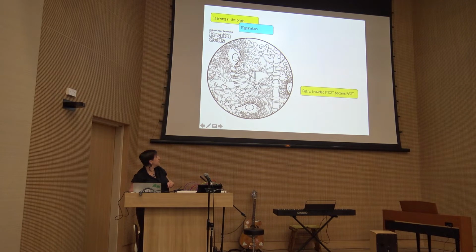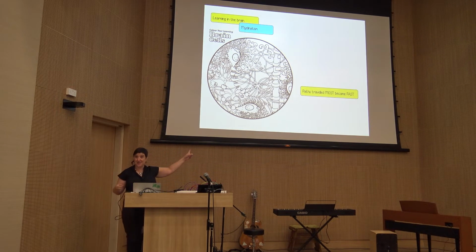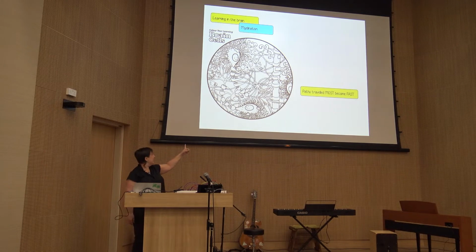But we can see these guys over here, the oligodendrocytes, which is a different kind of cell whose arms actually wind around the axons of the neurons that fire the most. And if a neuron doesn't get used for a while, then those oligodendrocytes are just going to gradually unwind, let go, and send their arms in a different direction. So this is the real use it or lose it stuff, right? But what this means is the paths traveled most become fast.